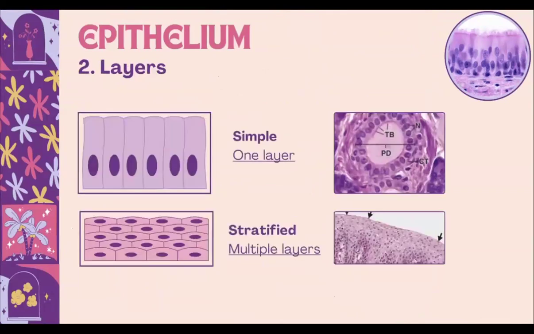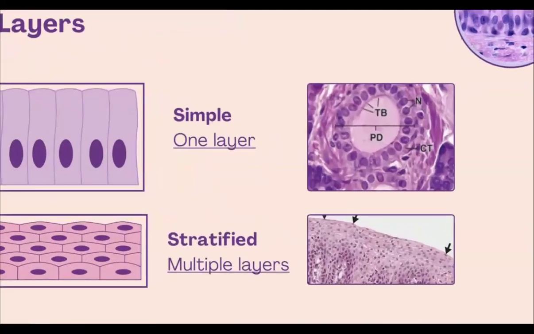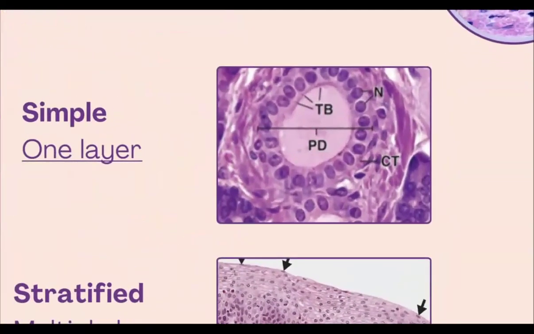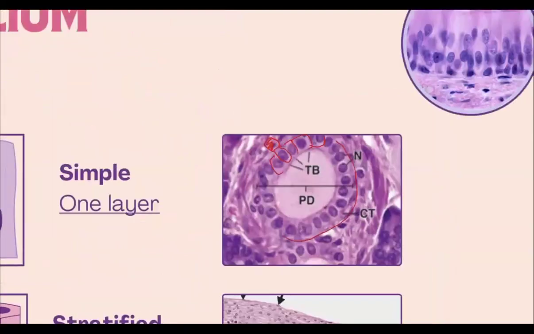Okay, then we have layers. Now you can have one singular layer or you could have multiple layers, right? So here, for example, you don't see another cell like this under this, right? There's nothing here. So you just have one layer of these cuboidal cells, and under them you have the basement membrane. So this is one layer.